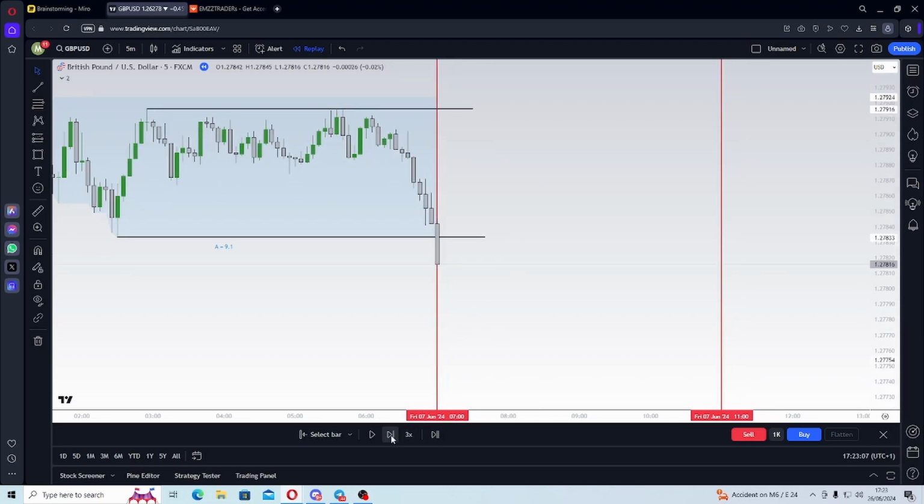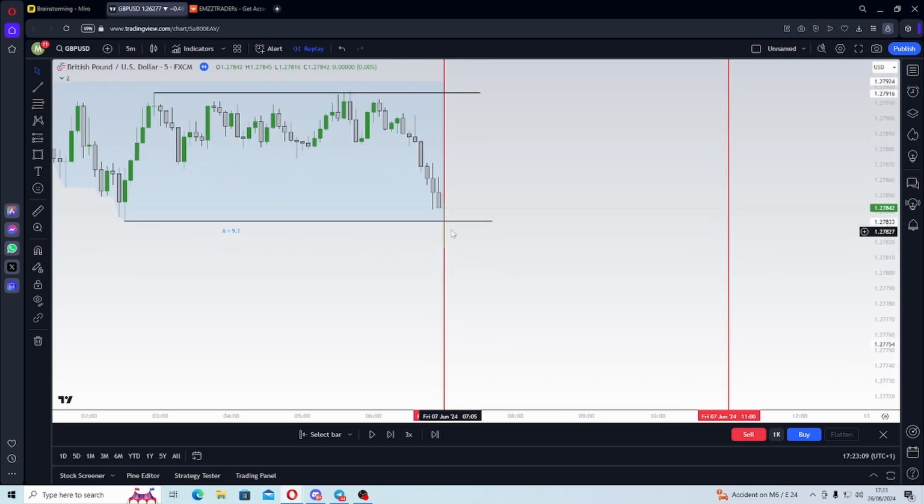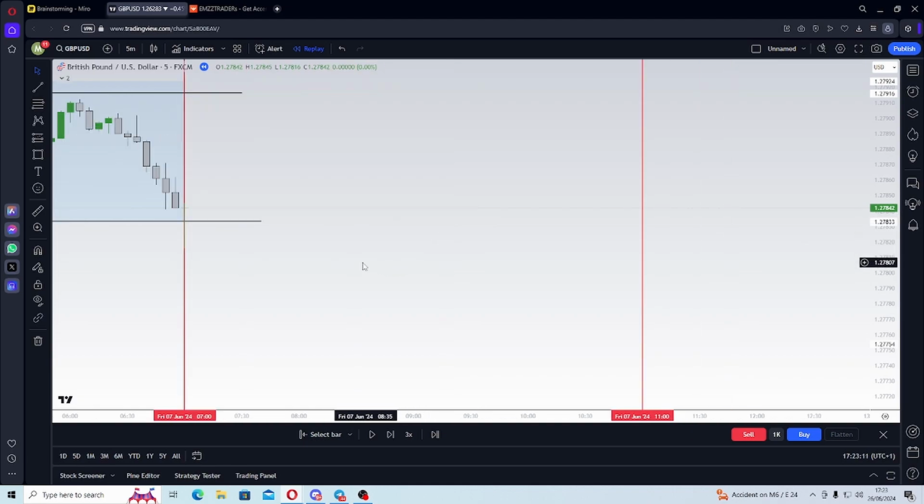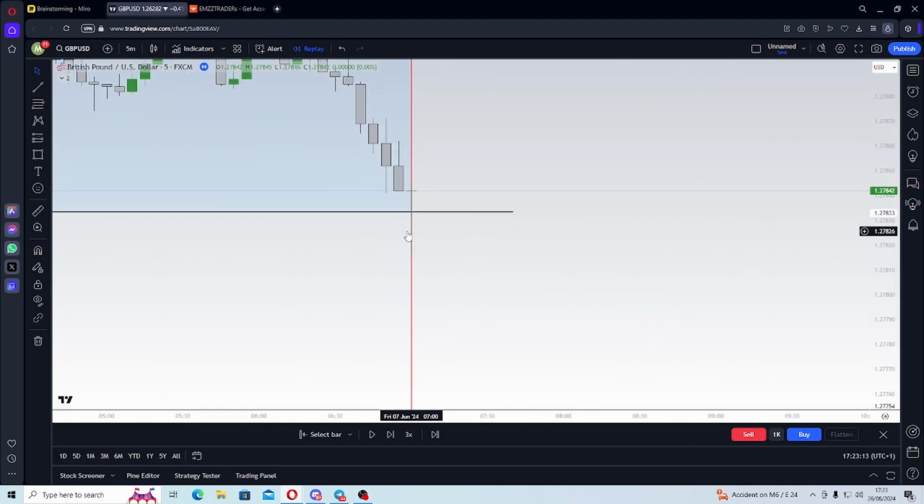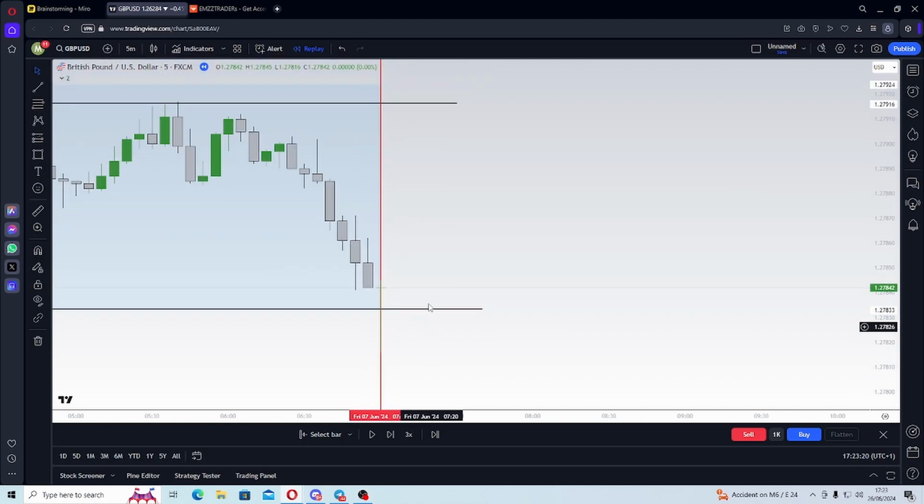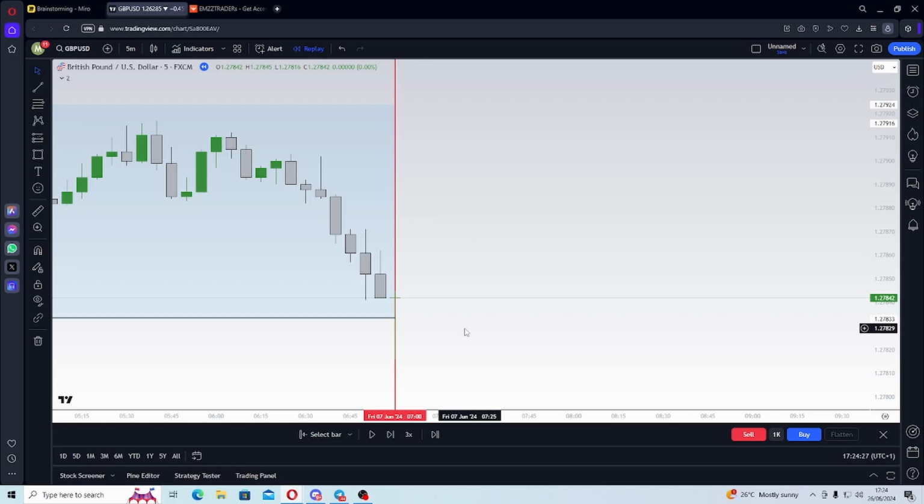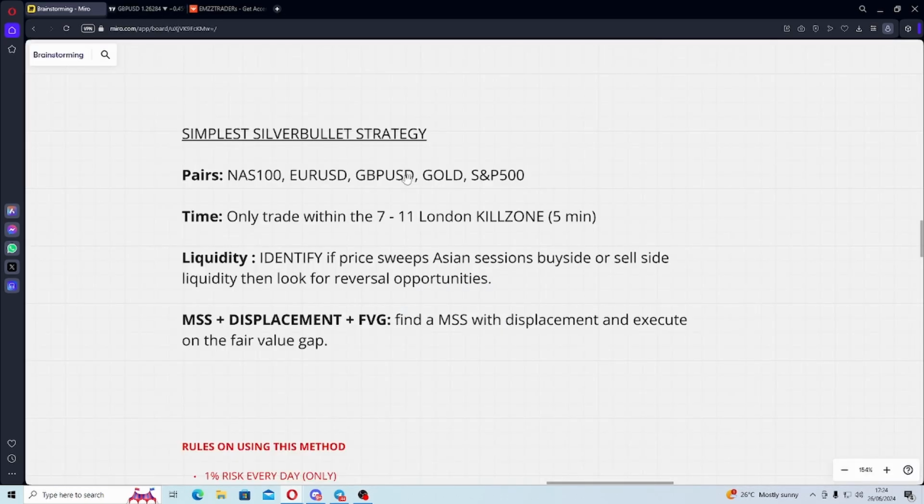So if I play price forward, there we go. As soon as it hit 7 o'clock, price just went down and swept it. As you can see, there is actually a candle right there. If I move, there you go, you can see it's in the same place as the 7 kill zone line, okay? So now what do we do? Now we look for the market structure shift with displacement and we execute on the fair value gap.